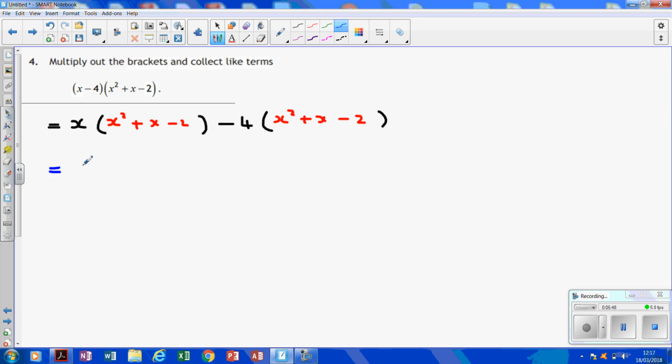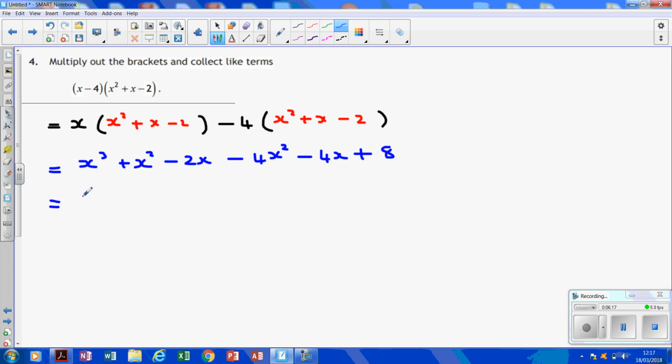So x times x squared is x cubed, x times x is x squared, x times minus 2 is minus 2x. The second bracket is multiplied by minus 4, so minus 4 times x squared is minus 4x squared, minus 4 times x is minus 4x, and minus 4 times minus 2 gives me plus 8. Now at this stage you will check every multiplication and make sure you have not made a mistake. We do not want to lose marks for silly errors.